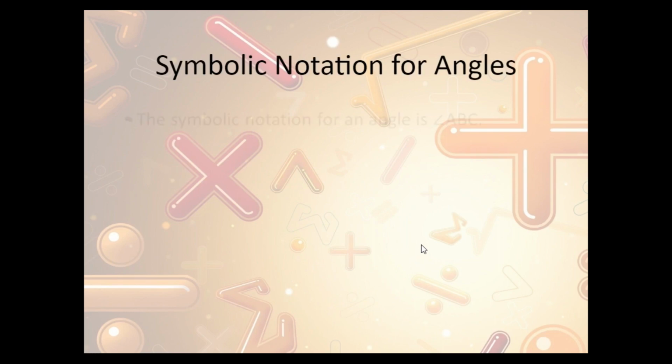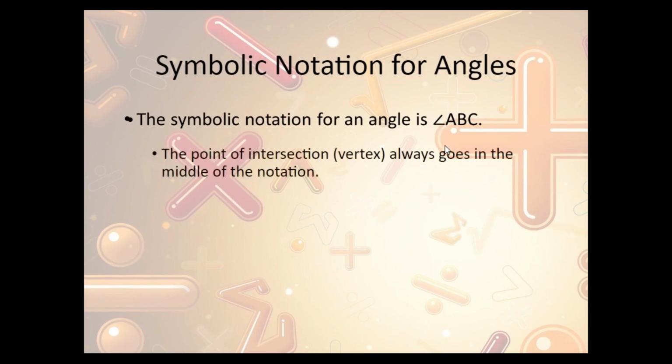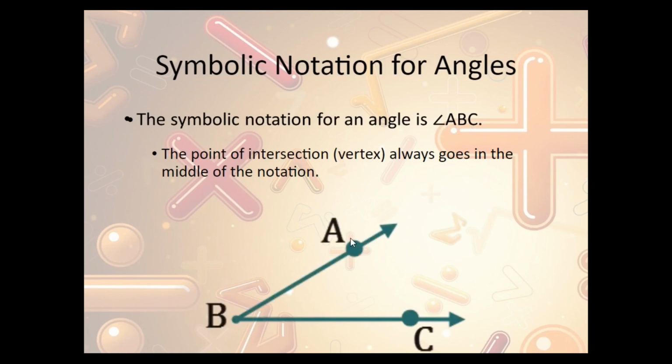Symbolic notation for angles. The symbolic notation for angles is angle ABC. So it's this kind of V shape here that represents an angle. Then we label it with the points involved. Now, notice that the point of intersection, or where they meet, which we call the vertex, always goes in the middle. So B would have to be the center of it. So an example of this would be angle ABC. That would be our notation for the angle.